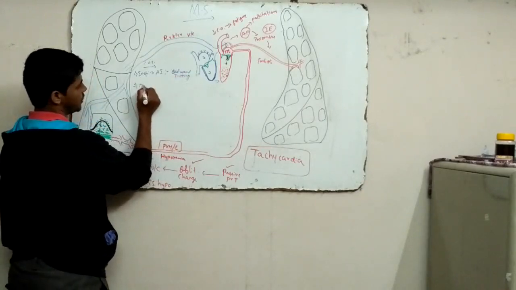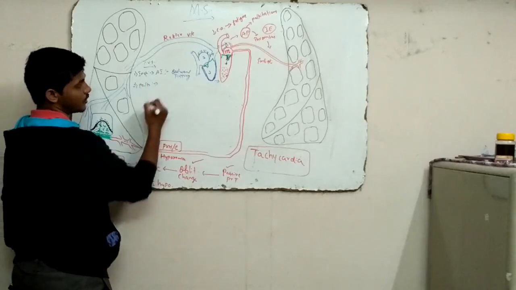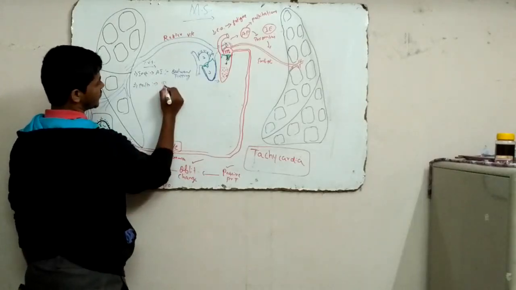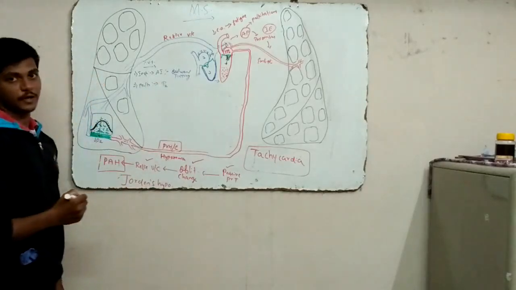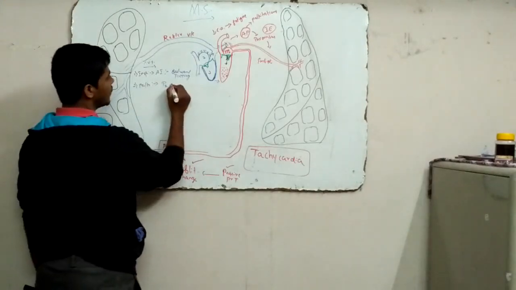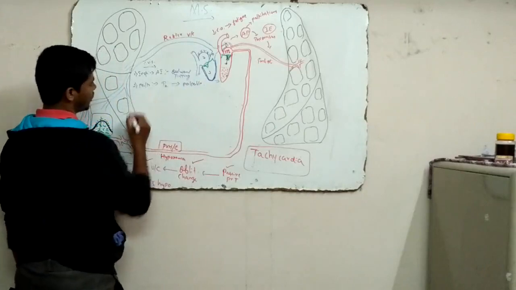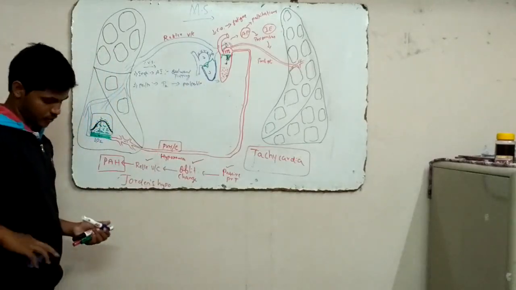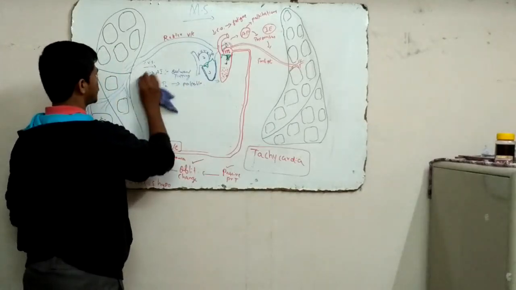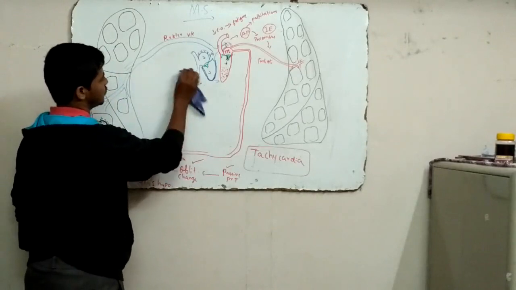Second, upon palpation, because of pulmonary arterial hypertension, P2, that is the pulmonary component of the second heart sound, becomes so loud that it becomes palpable. So, loud and palpable P2. Now we will discuss the heart sounds. What happens to heart sounds in a case of mitral stenosis?